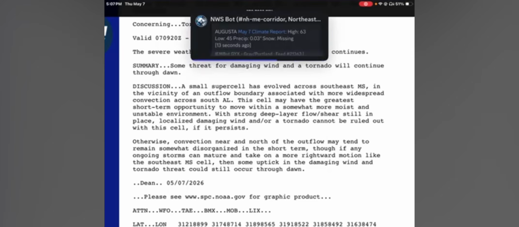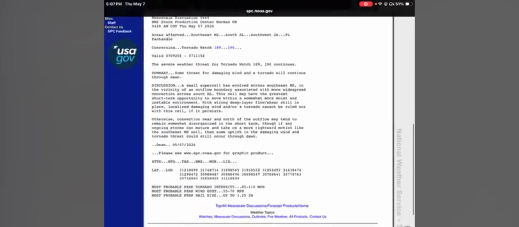Otherwise, convection near and north of the outflow may tend to remain somewhat disorganized in the short term. Though if any ongoing thunderstorms can mature and take on a more rightward motion like the southeast Mississippi cell, some uptick in the damaging winds and tornado threat could still occur through dawn.